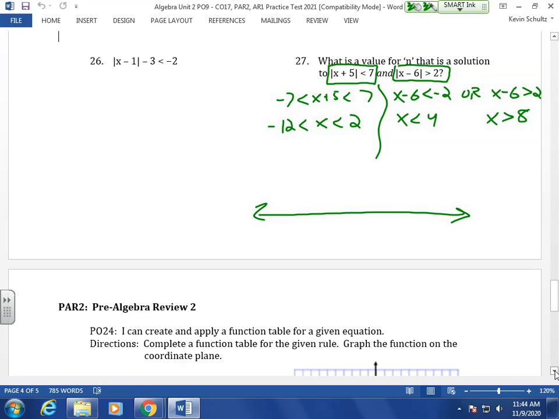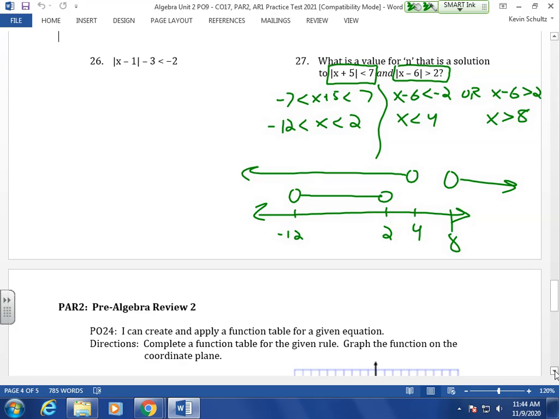we're going to graph them both together. The and statement is between negative 12 and positive 2. So negative 12 is down here, positive 2 is here, and anything within that range is going to work for that one. Our or statement, x is less than 4. So here's 4, x is less than that. And then or greater than 8, so here's 8, greater than that.